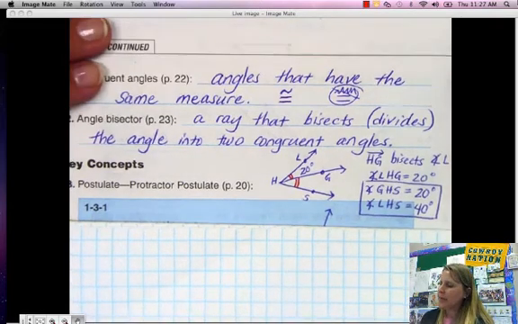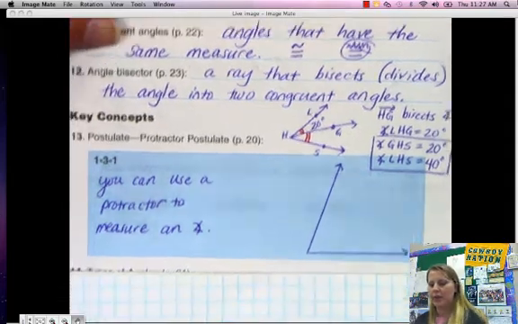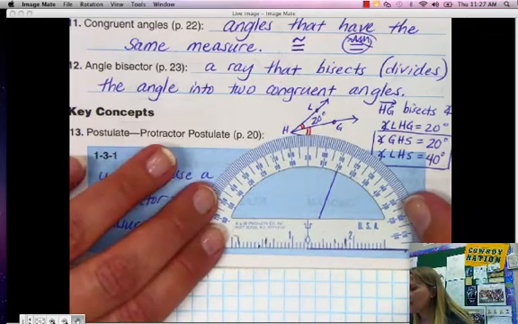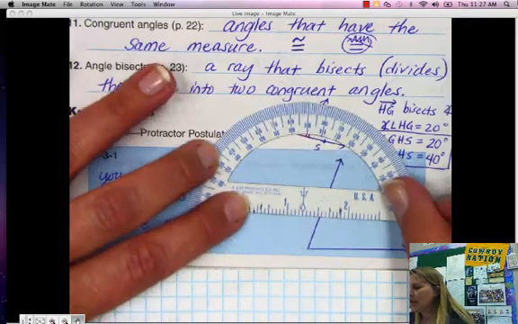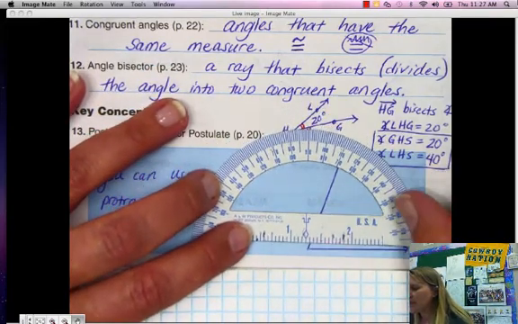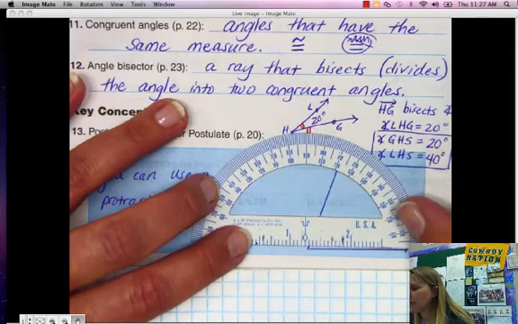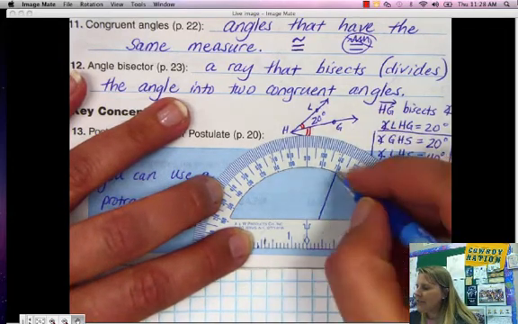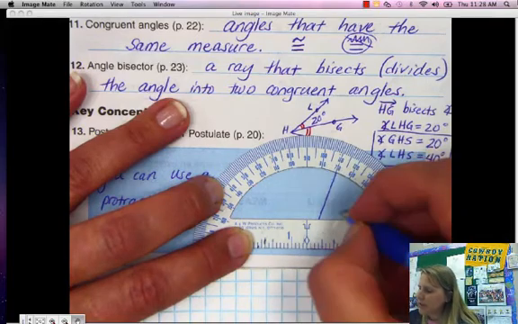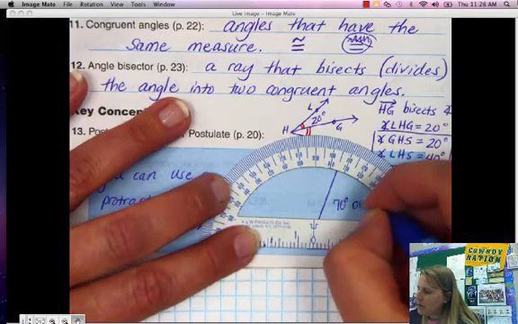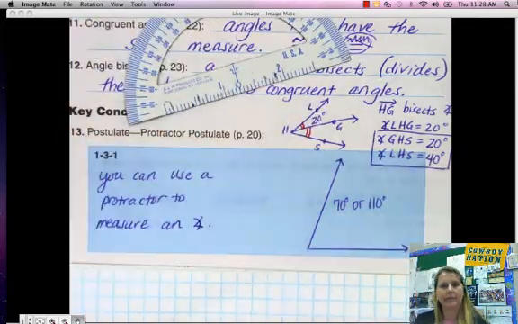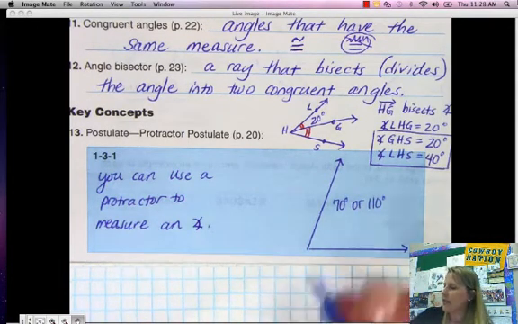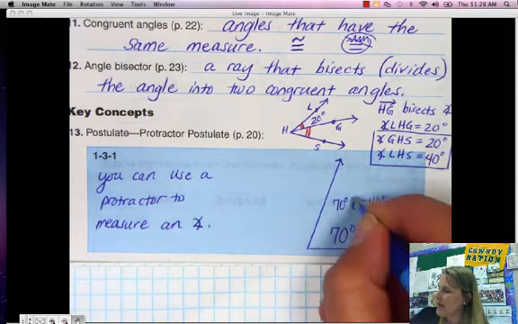All right? Protractor postulate. You can use a protractor to measure an angle. So if I have an angle here, and I happen to do one exactly because I worked ahead, notice I'm setting up my protractor so that the little point is on the vertex and this part of the protractor is going evenly along with the bottom of the angle there. This angle is either 70 or 110. Do you see my numbers here? 70 or 110. Now, which one is it? Well, take a look at the angle. Is it tiny or is it big? And the answer is it's tiny. It's an acute angle, so that means this one is 70 degrees, and I don't worry about the 110.